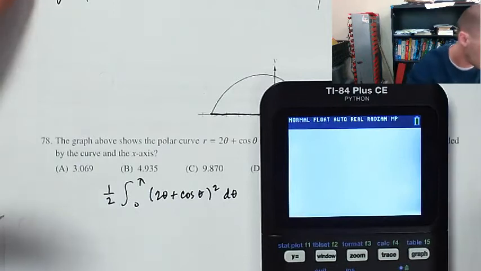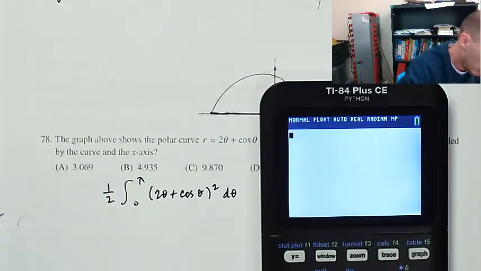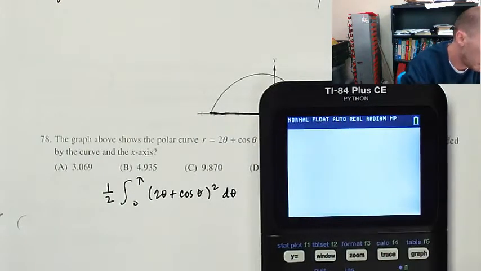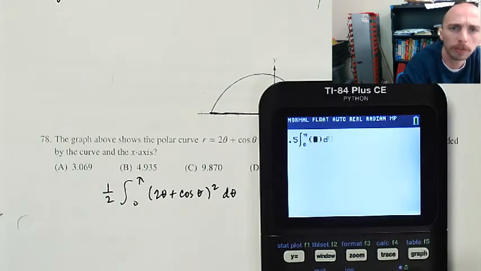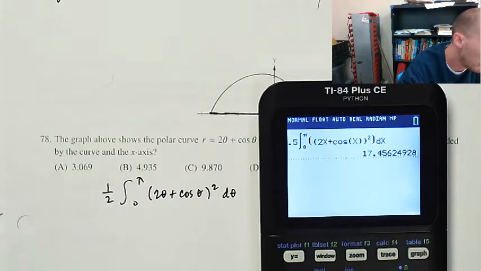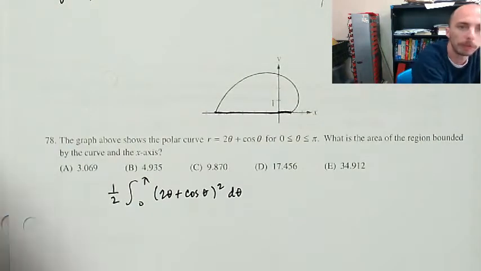But I'm not going to switch to polar mode for that, right? Because I can just use x instead of theta. So 1/2 of the integral from 0 up to pi of 2 theta. Oh no, this is in polar mode. That's not a good sign. I'm going to lengthen this one out. Hardly ever is it the thing to do to go into polar mode. I won't say never, but pretty much never. Plus cosine x squared dx. 17, 4, 5, 6. There it is. That's choice D.